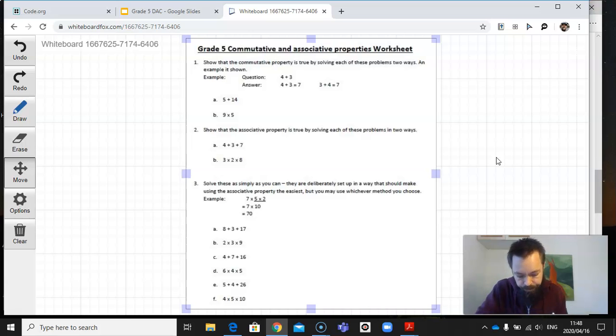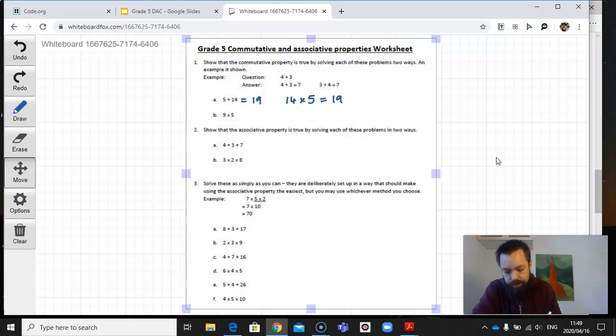Looking at the first one, I gave you an example of how I wanted to set it out. So for the first one, we can say 5 plus 14 is 19. And then next to it, we're going to write it the other way around, because we're looking at the commutative law where you switch it around. And that also equals 19.